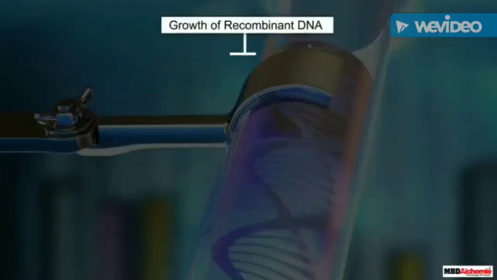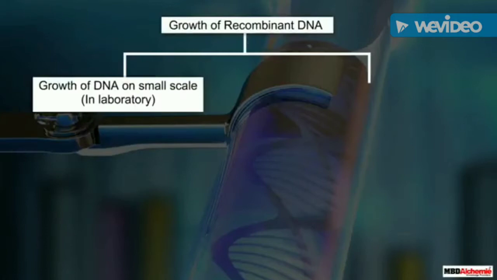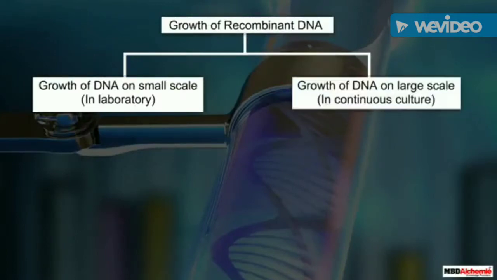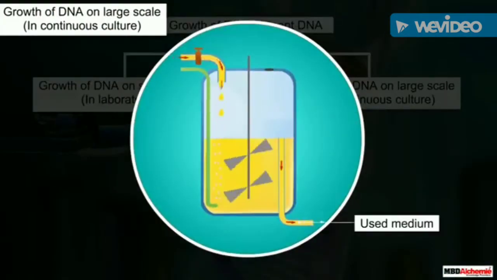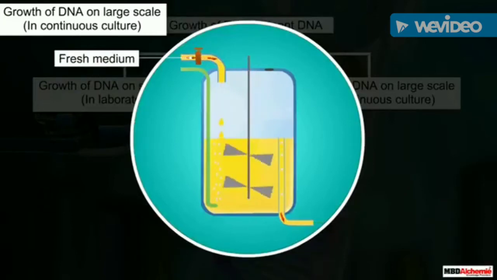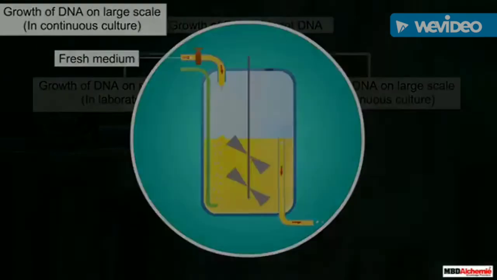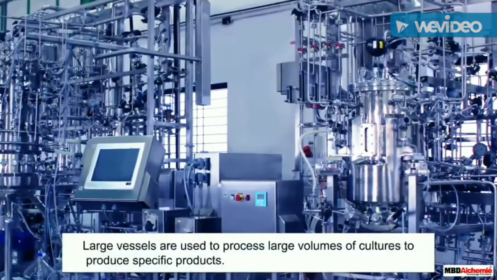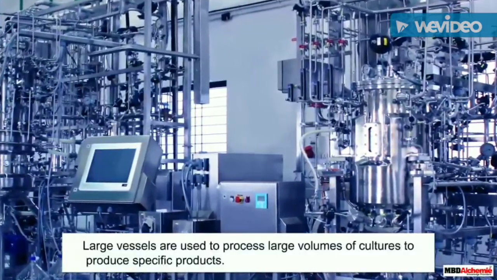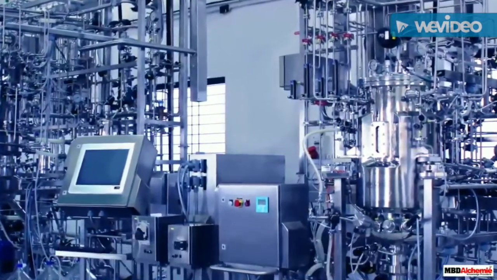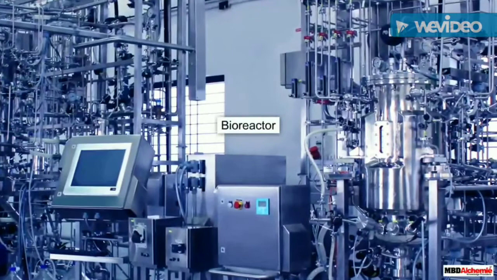video clips. With recombinant DNA can either be grown on a small scale in a laboratory or can be multiplied on a large scale in a continuous culture. In this case, used medium is drained from one side and fresh medium is added from the other side continuously. To produce large quantities of desired cell, large vessels are used to process large volumes of cultures to produce specific products. These large vessels are called bioreactors.